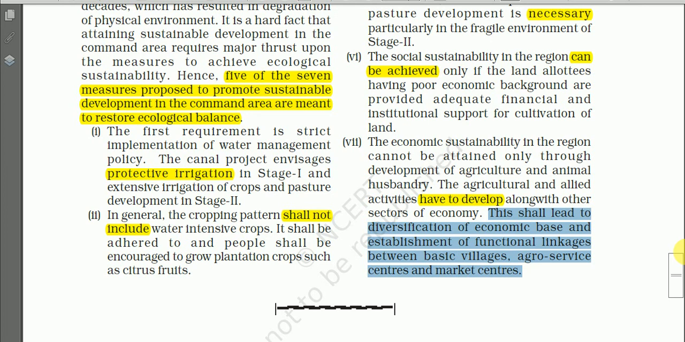Here, functional linkage between basic villages means, for example, nodal villages, important villages, must be done. Then agro service centers must be established, and market centers must be established. These agro service centers will enable small farmers who cannot afford bullocks or farm machinery to hire these services for farm operations. So if it is done, then the economic sustainability of the region will be attained. So these are the points we have to learn, and these points are very important for the exams also.